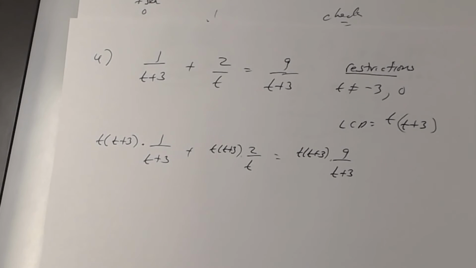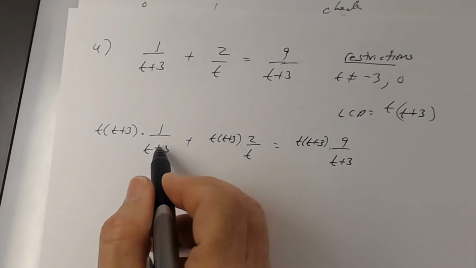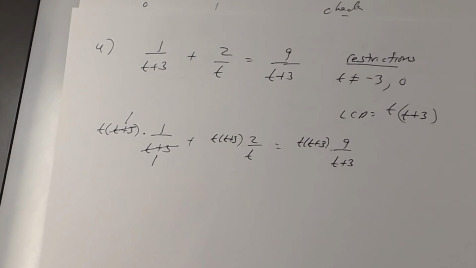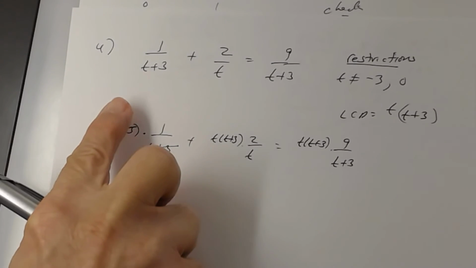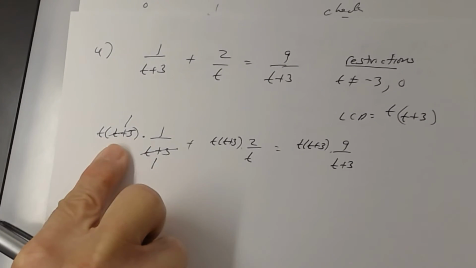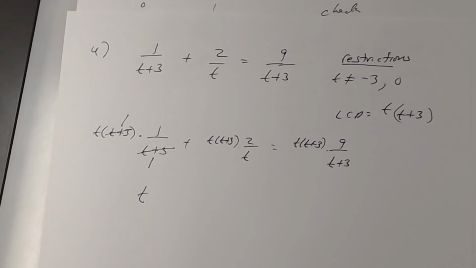Now the whole purpose of multiplying by the LCD is to get this to be a what down here? A 1, so that's where we reduce. T plus 3 into itself is 1. So all you have left over here is t times 1 times 1. So what's t times 1 times 1? T. Okay, that's just t.